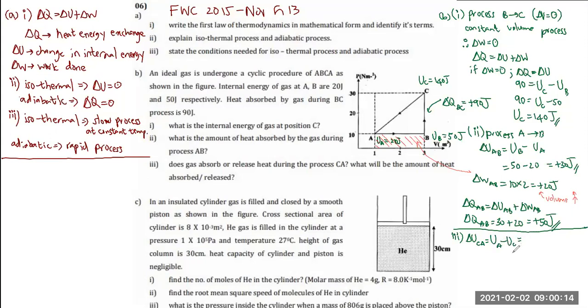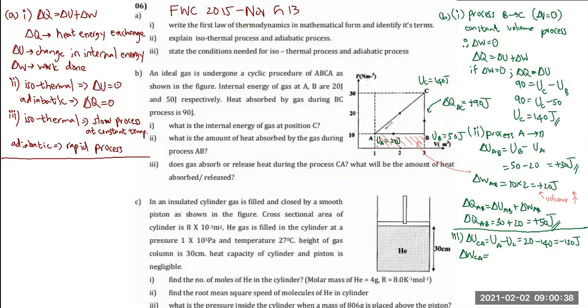UA is 20. It's already given in the question. 20 minus UC, which we found out, that is 140. 20 minus 140 is minus 120 joules. And we can find out the work done, delta WCA. Work done will be the area under line CA. The whole area under the line CA.